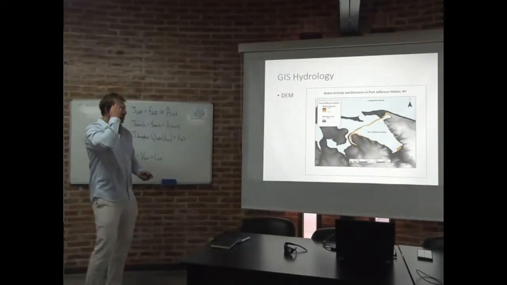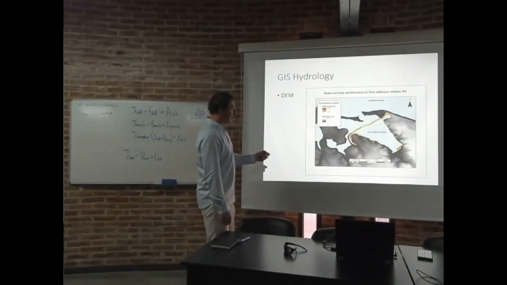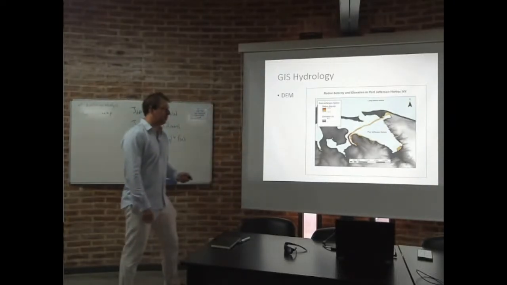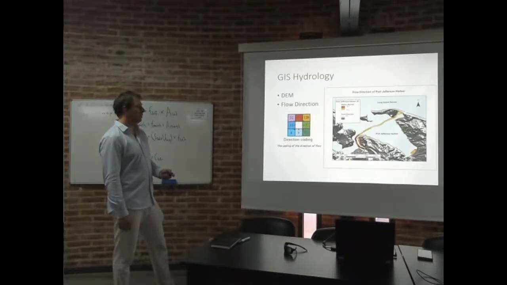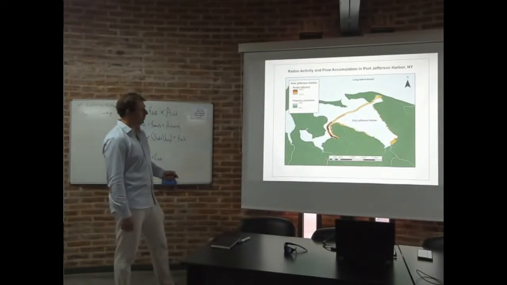So then we added our digital elevation model to the area. You can see we're not talking a lot of elevation, up to 86 meters at the highest point. And we ran our flow direction, we ran our flow accumulation, and we see we have high radon in the area of high accumulation here.